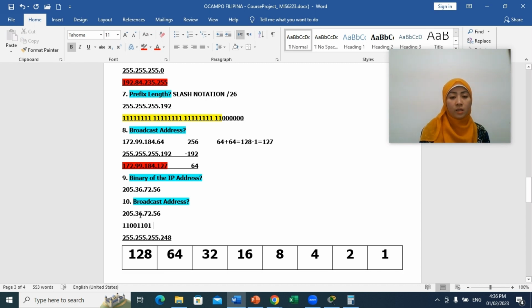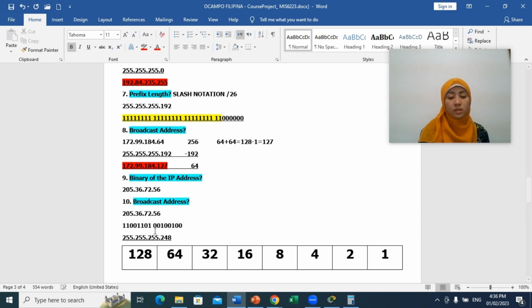So let's take the 36. So 36 minus 128 cannot be, so 0. 36 minus 64 cannot be. 36 minus 32, it can be. So we will put 1. So 36 minus 32 is 4. So now we have the value of 4. So 4 minus 16, it cannot be. 4 minus 8, it cannot be. 4 minus 4, it can be. And then the rest is 0.